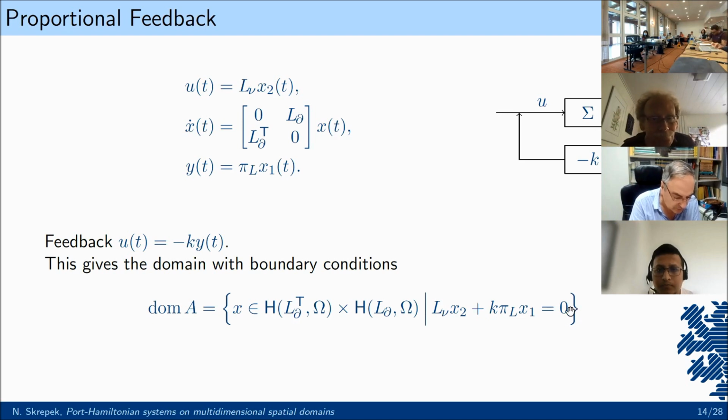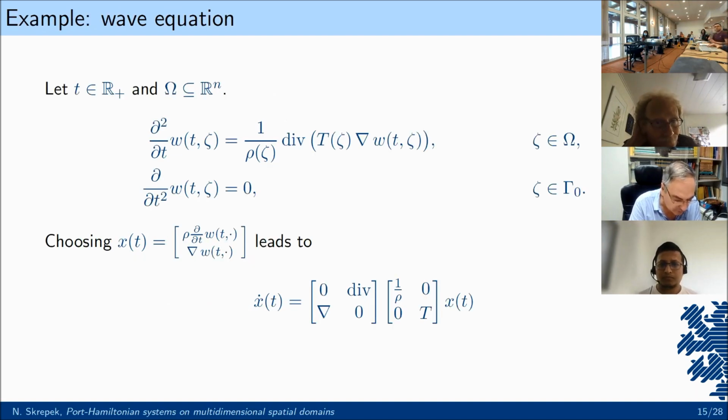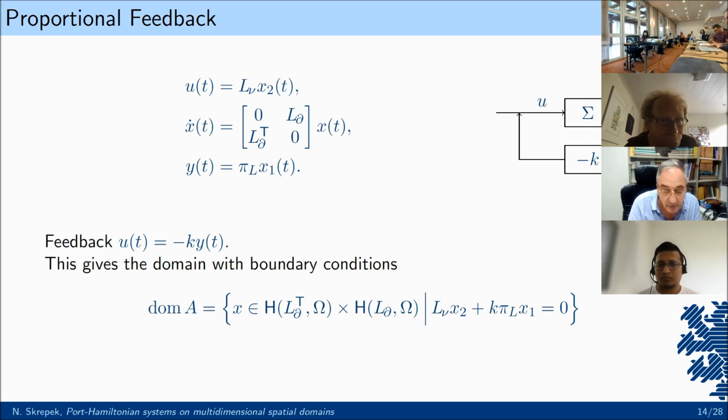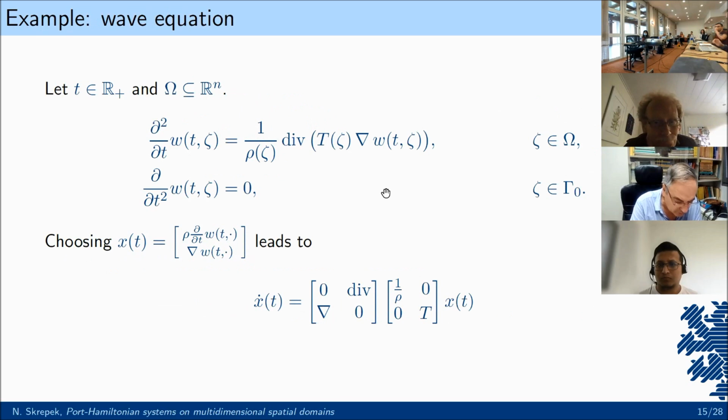And when we want to see whether this is stabilizing or not, we do, as Mario said before, spectral analysis. First of all, we want to make it even easier, and we take a very concrete example, and that is the wave equation. So I have to reformulate the wave equation in a Port-Hamiltonian way. The classical formulation would be like this.